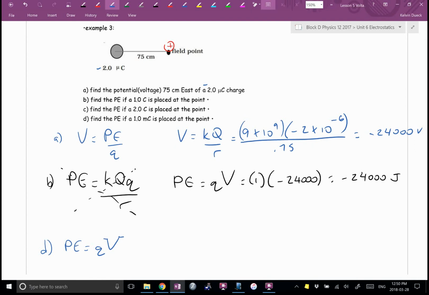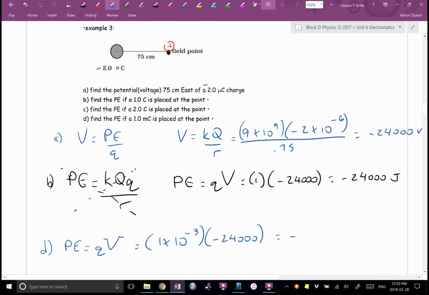So I'm doing that now. Okay? What was little q? 1 microcoulomb. And the voltage at this location was negative 24,000. Brayden, can you do it in your head?